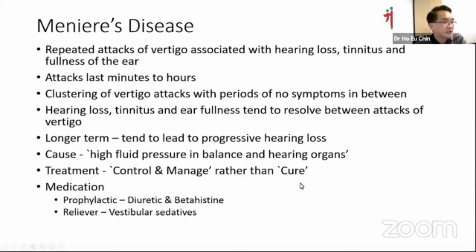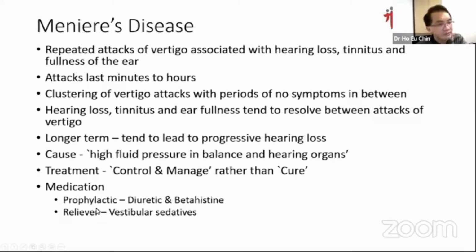Okay, and in terms of medication, there are two strategies. One is prophylactic. Prophylactic means something you give the patient to prevent the symptoms. And there are two groups of medication that work well for this. The first one is a diuretic, a type of medication where you end up going to the toilet a little bit more to pass water. And the idea is to help you lose salt, in particular sodium, to try to lower the pressure in your ear. Okay. And the other group, a lot of you will be familiar with, is betahistine.